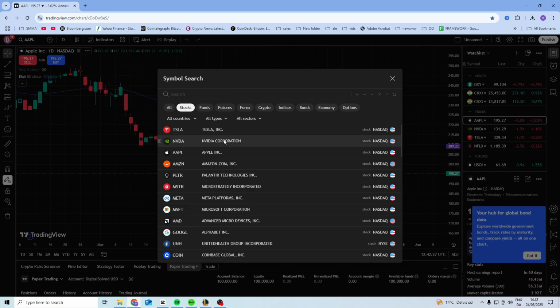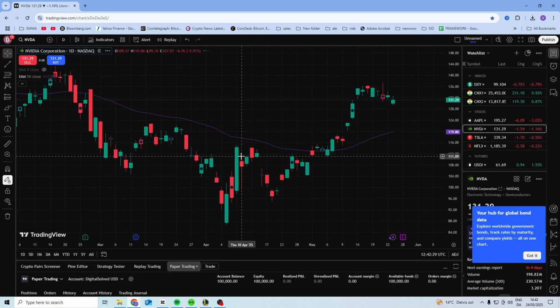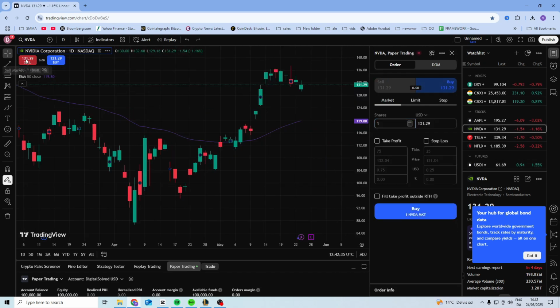So in this case, let's just do Nvidia. So I now have the Nvidia chart open, and to open my trading or selling menu, just click on either one up here. And now you can see I have opened up my trading menu. So I'll have the option to buy or sell. Buy means when price goes up, I'll make money. Sell means when price goes down, I'll make money.